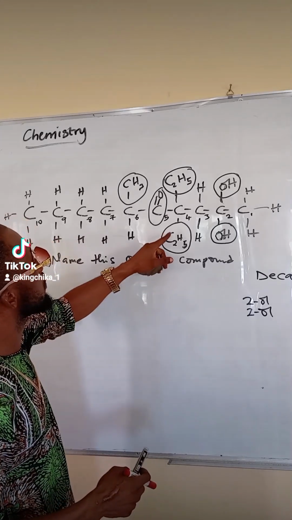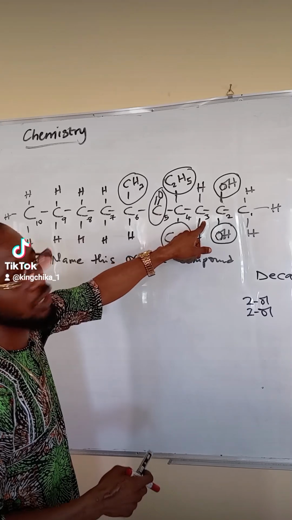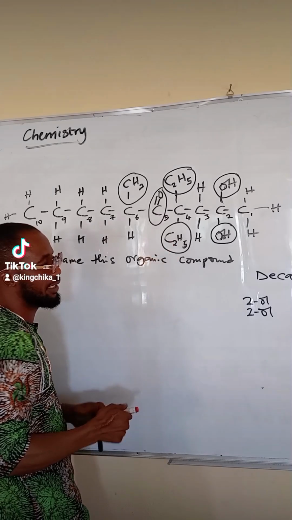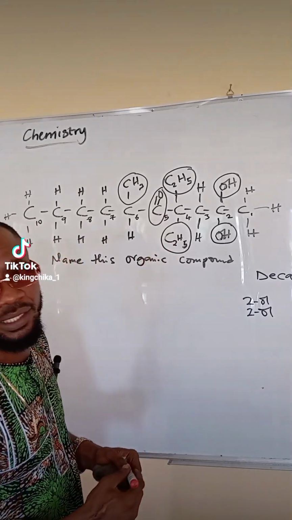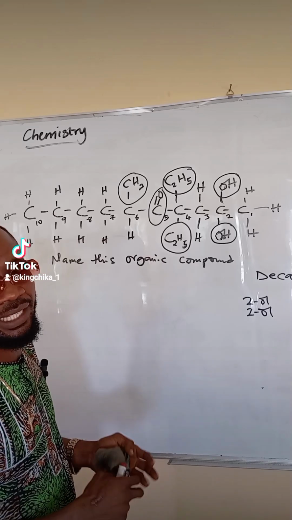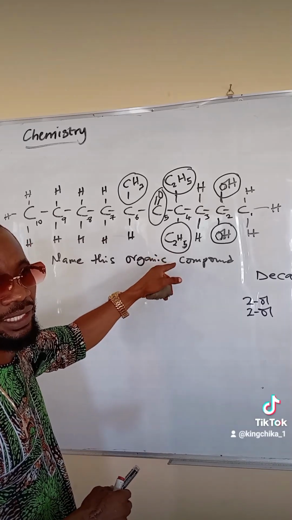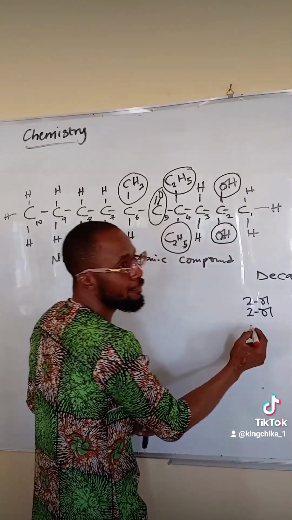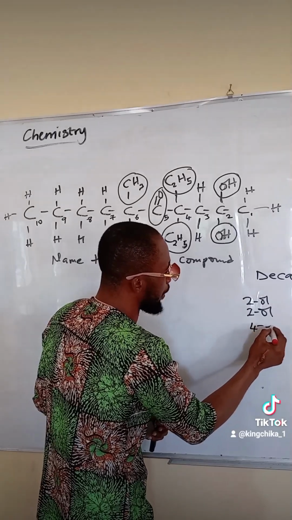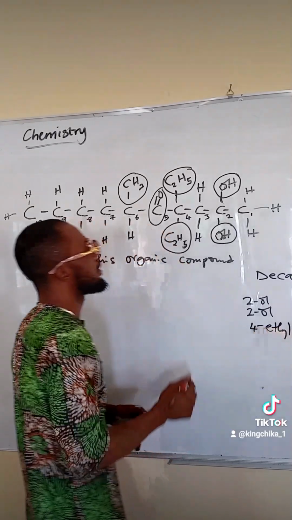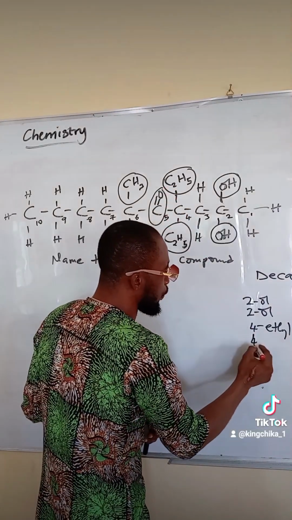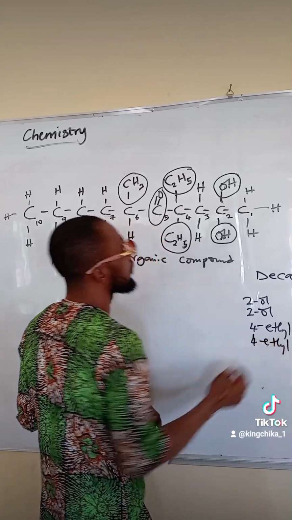Now, this is carbon 3, there is nothing on carbon 3. On carbon 4, we have ethyl. Ethyl from the word ethane. But this is not an alkane, it is an alkyl, so it is ethyl. So on carbon 4, we have 4-ethyl. Still on that same carbon 4, we have another ethyl, which gives us another 4-ethyl.